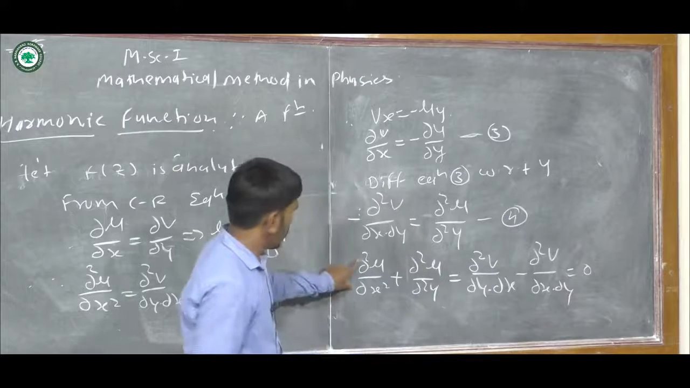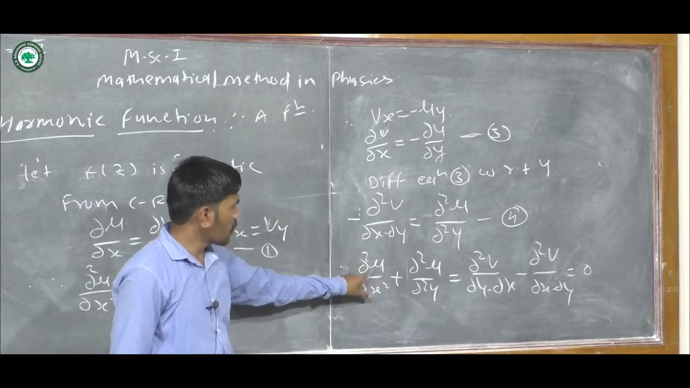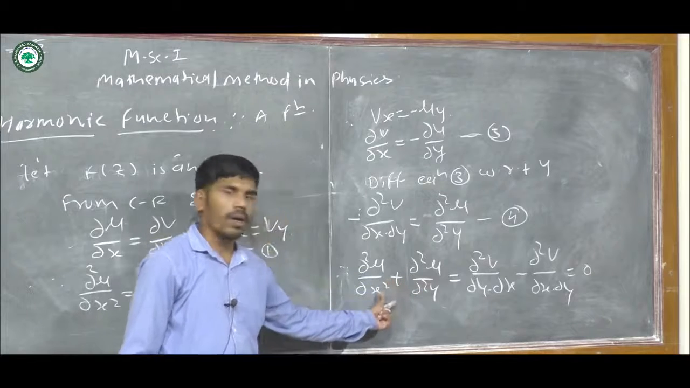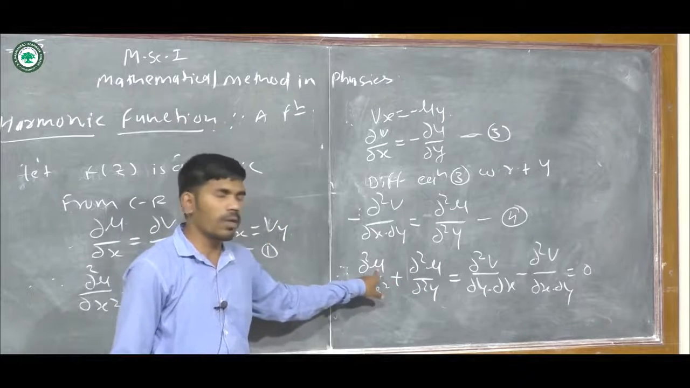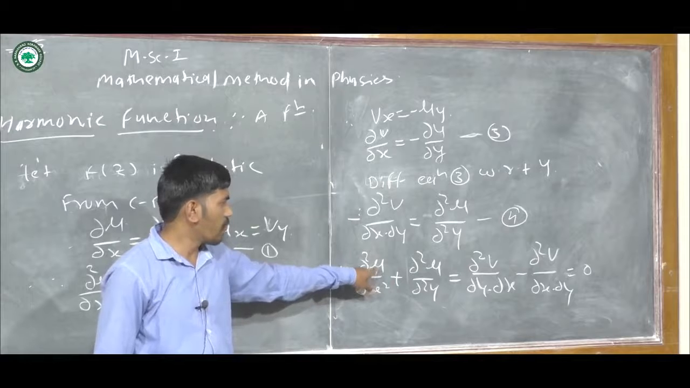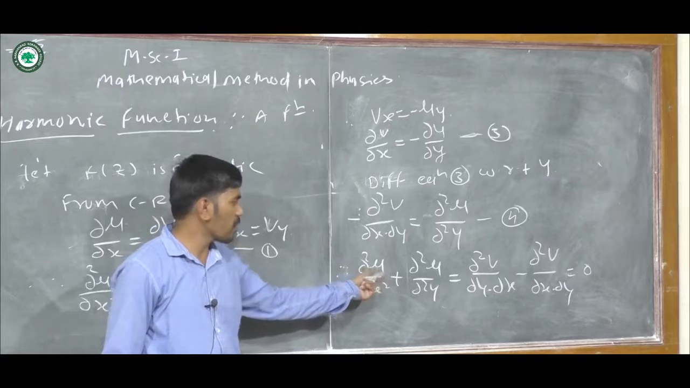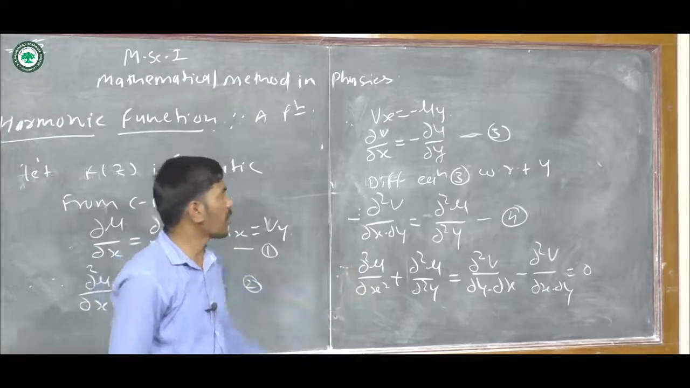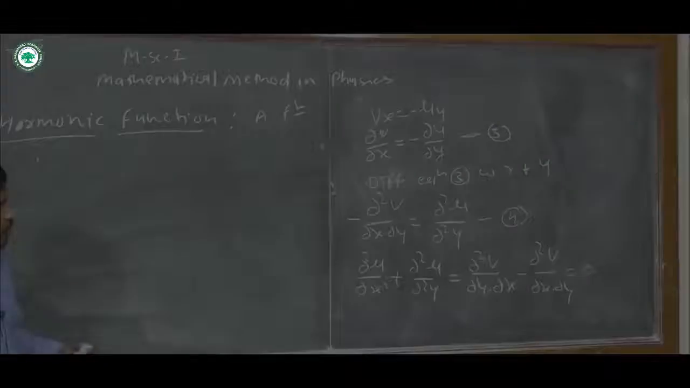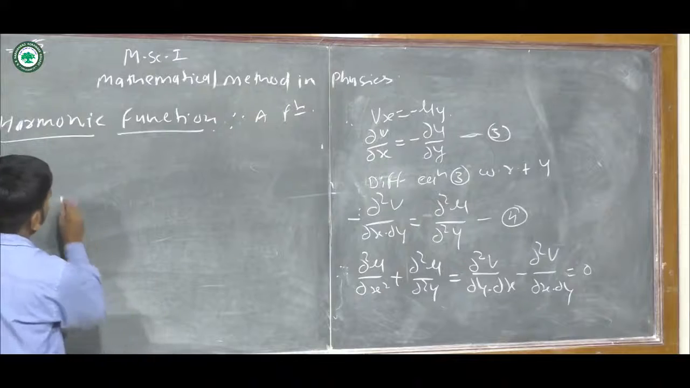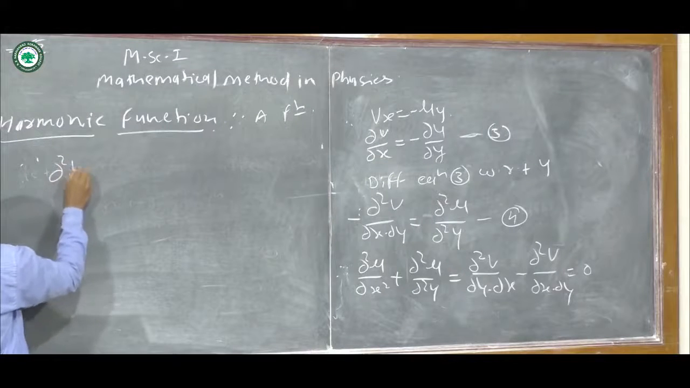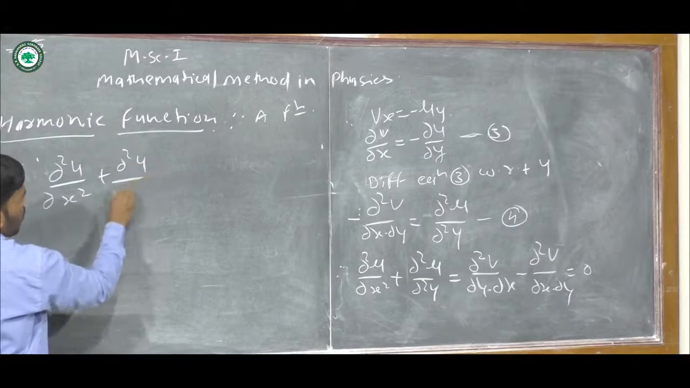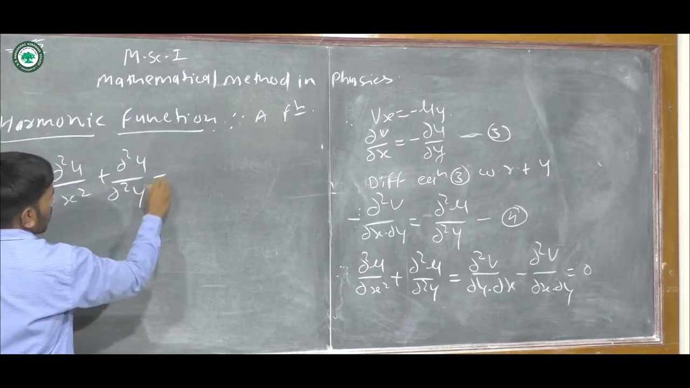So dou square by dou x square plus dou square by dou y square is the del square, and u is the function. If it satisfies this Laplace condition, that is, from this step, dou square u by dou x square plus dou square u by dou square y is equal to 0.